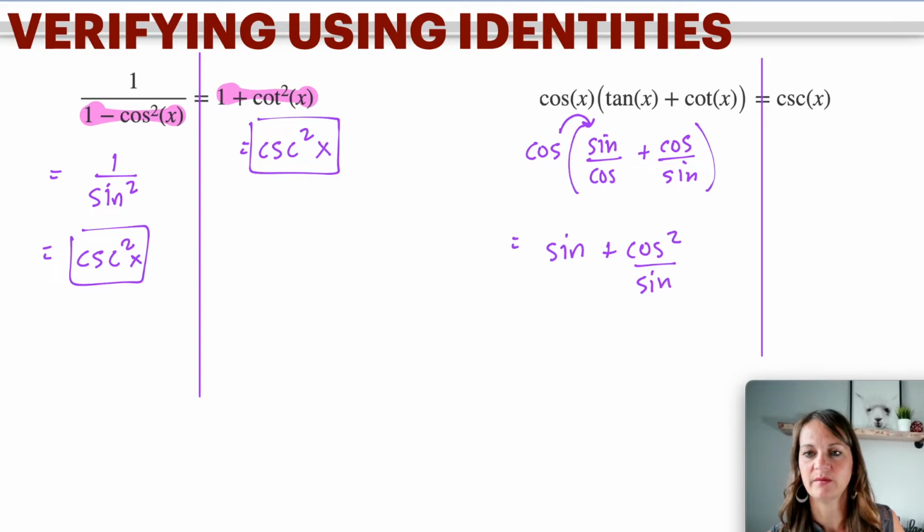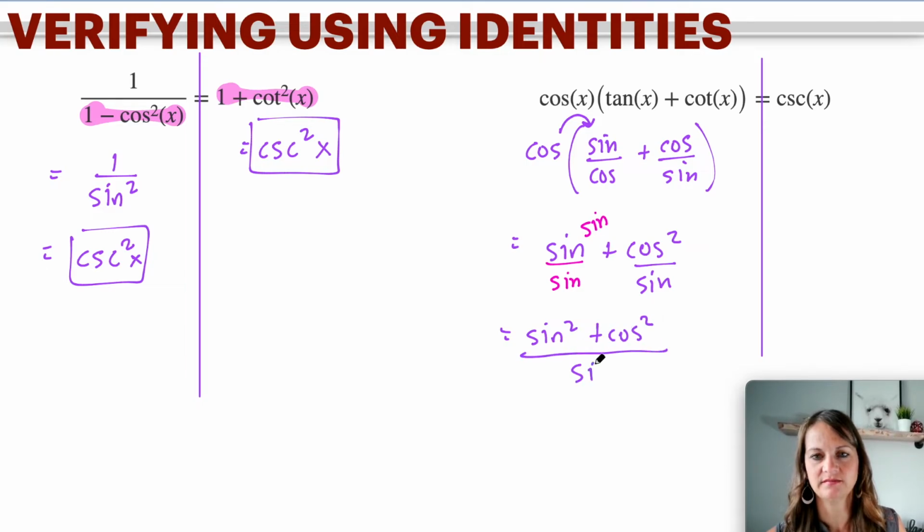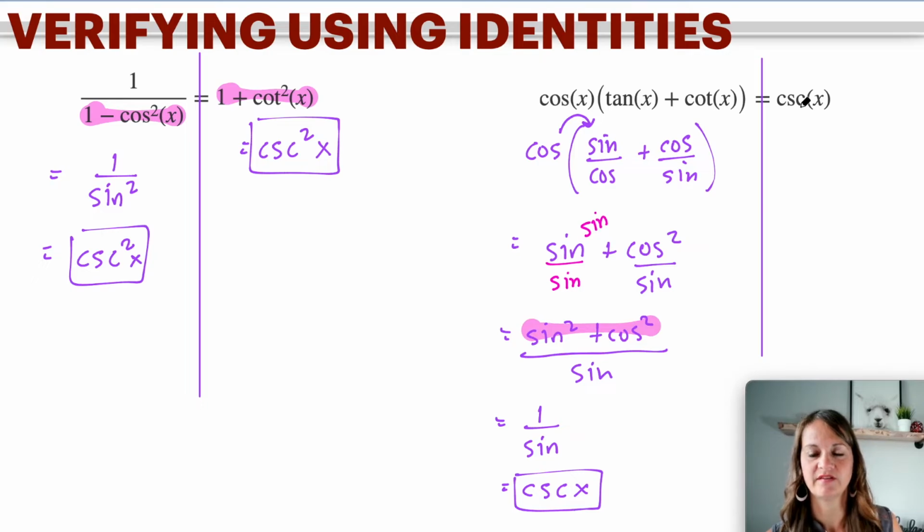Now I need a common denominator. So if I gotta have sine in the denominator, I gotta have a common denominator of sine in the top, which will give me sine squared plus cosine squared all over sine. And we know that this right here is an identity. It is the number 1. And we know that 1 over sine is cosecant, which we have now verified the other side.